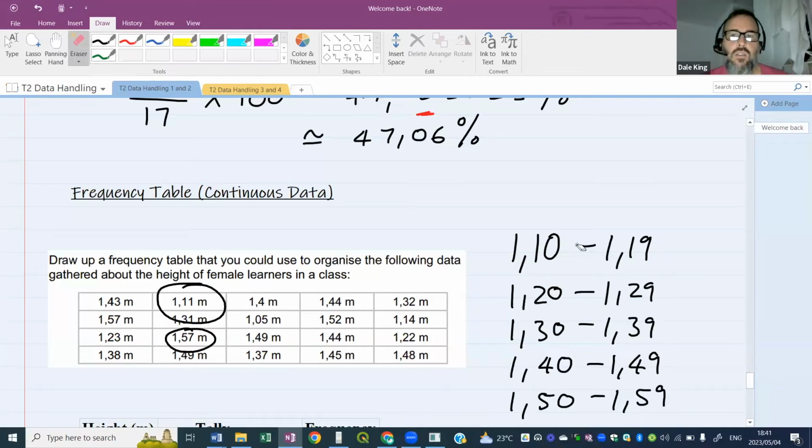It's often called interval data or grouped data. I've got 5 groups, and all the people in my data set are going to fall in one of those groups. Okay, I hope you understand what I'm trying to do here. So instead of writing all the numbers from 1,10 all the way up to 1,59, I've grouped the heights over here.